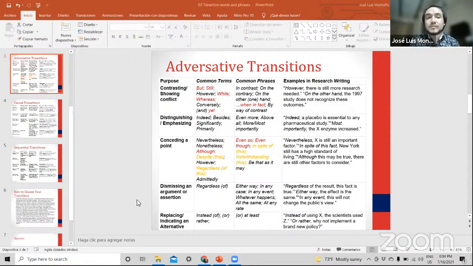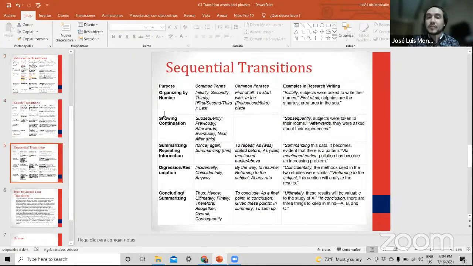Today we're actually going to kind of finish with this document. We still have two more, let's say, very important groups that are going to be causal transitions and sequential transitions. But we're going to focus perhaps on the most important ones only so that we can finish today. And I think that you got the idea of how to use punctuation with these words, so it's not going to be as detailed as previous explanations.